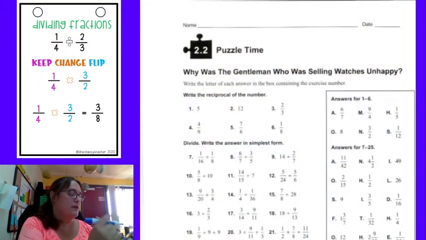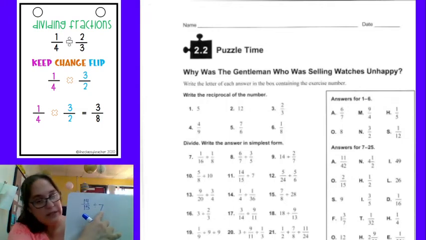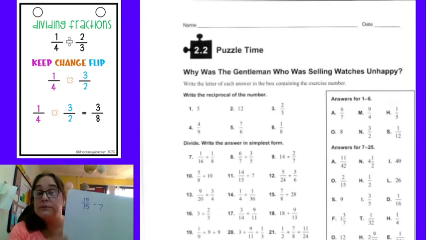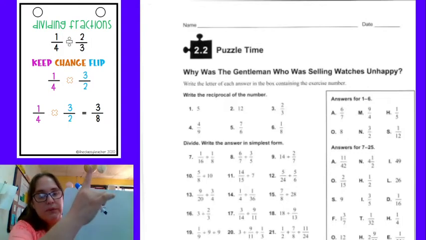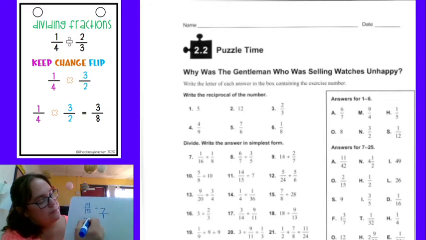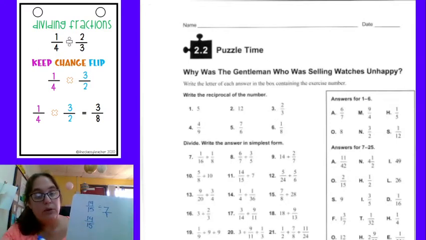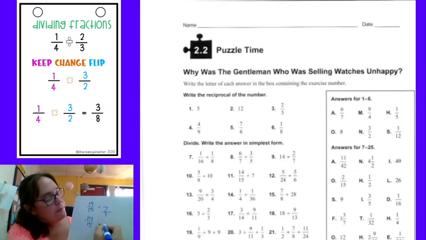Number 11. Very similar to the last problem, where you have a whole number and you've got to deal with that first before you can do anything else. All right? So this 7 is the same as 7 over 1. Now we can follow our rules up above. We're going to keep this, and then we're going to multiply by the reciprocal. So we're going to flip this around. 1 over 7.